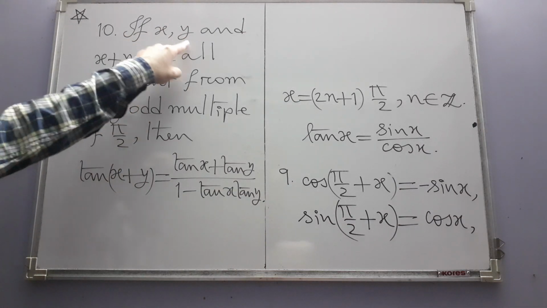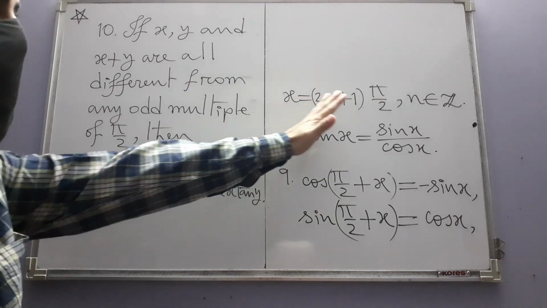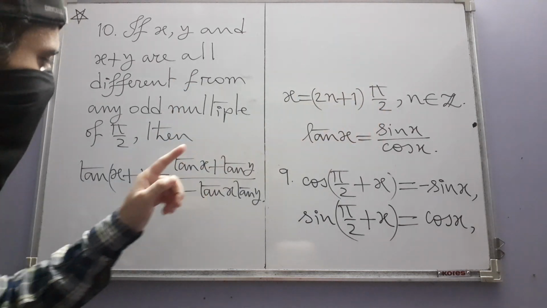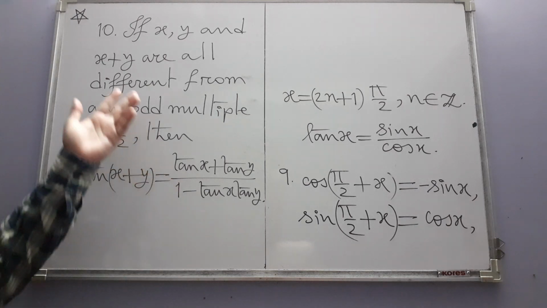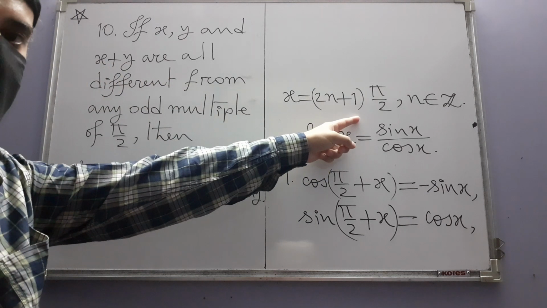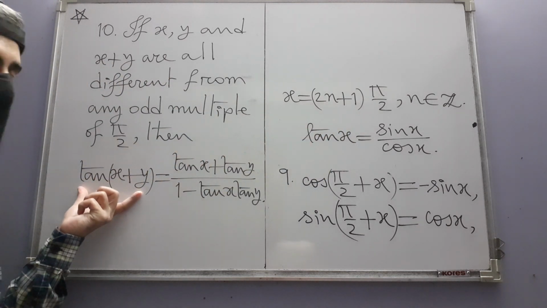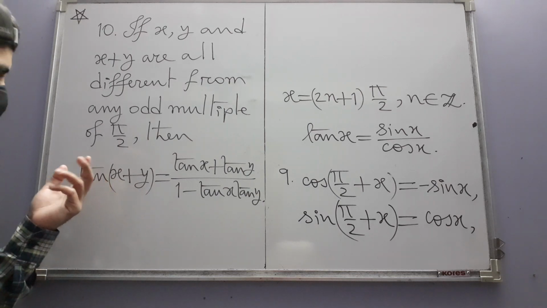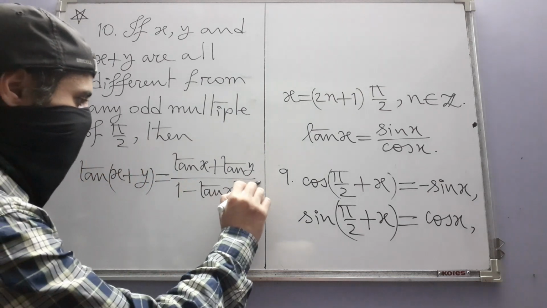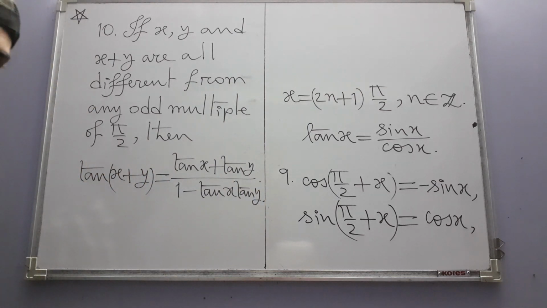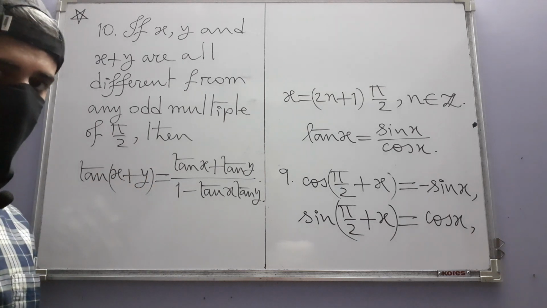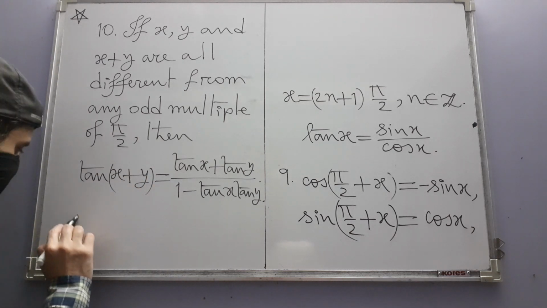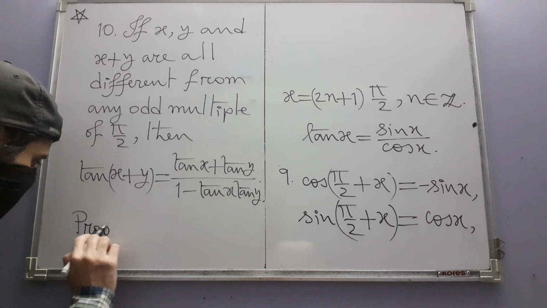We want x and y to both be not anything like this, because we want to write tan x and tan y. Also, we want x plus y to also not be anything like this, because we want to write this one. But now how do we get this formula? That is simple. You just apply the definition of tan and then apply the addition formulae for sine and cosine. So the proof goes like this.